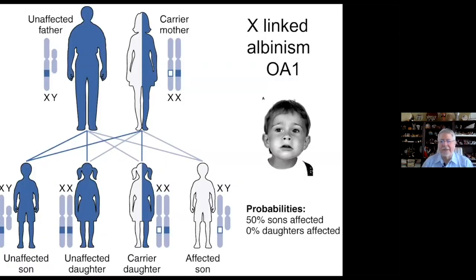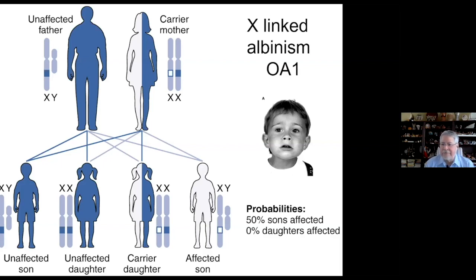Another type of albinism that's important to note is X-linked albinism, or ocular albinism 1, OA1. In this case, we see it almost exclusively in boys. Typically, we find an unaffected father and a carrier mother, and their offspring are shown here. 25% of the time, we would have an unaffected son. 25% of the time, we'd have an unaffected daughter. 25% of the time, we'd have a carrier daughter. And 25% of the time, we'd have an affected son.